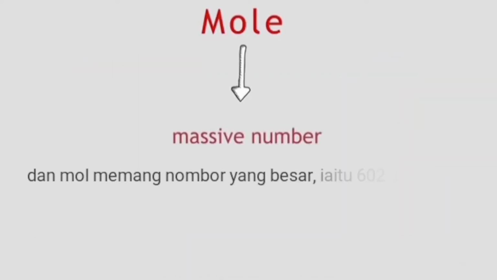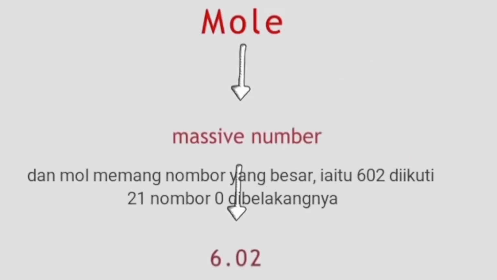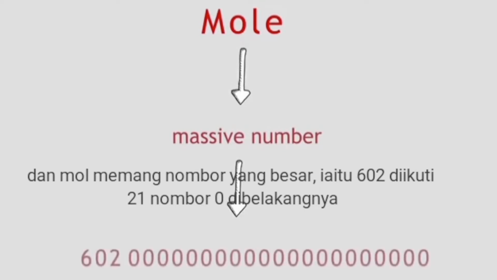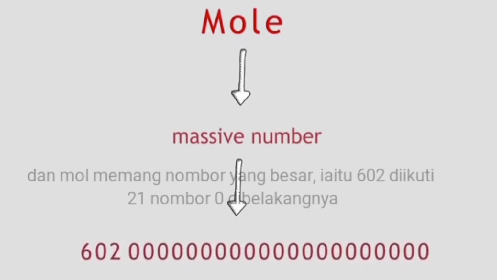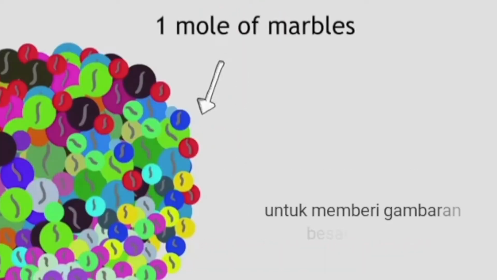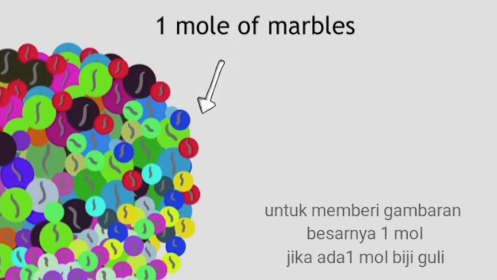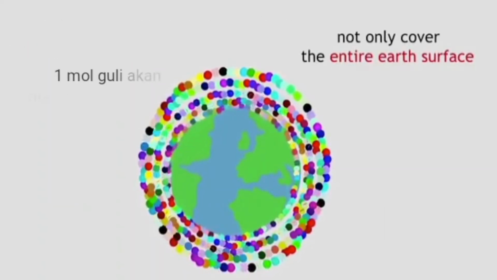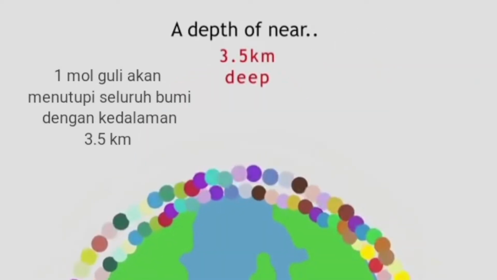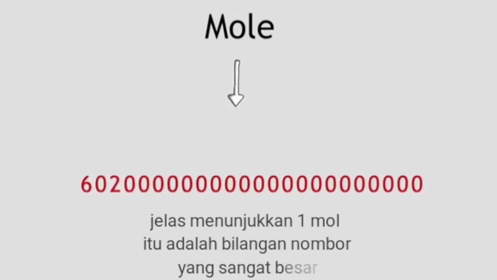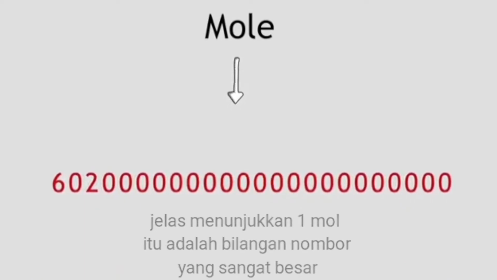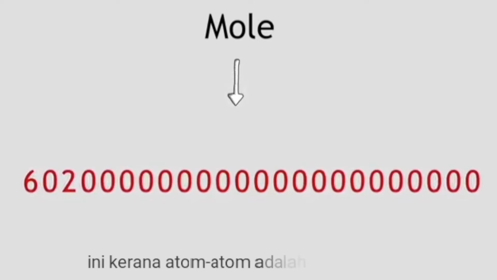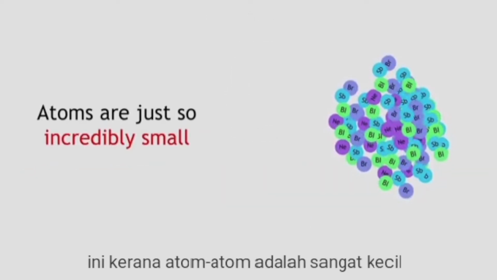And a mole is a massive number. It's 602 with another 21 zeros after it. Just to give you an idea of how huge this number is, if you took 1 mole of marbles, they would not only cover the entire Earth's surface, but they would cover it to a depth of near 3.5 kilometers deep. As you can see, a mole is a mind-blowingly large number, and the reason for this is that atoms are just so incredibly small.